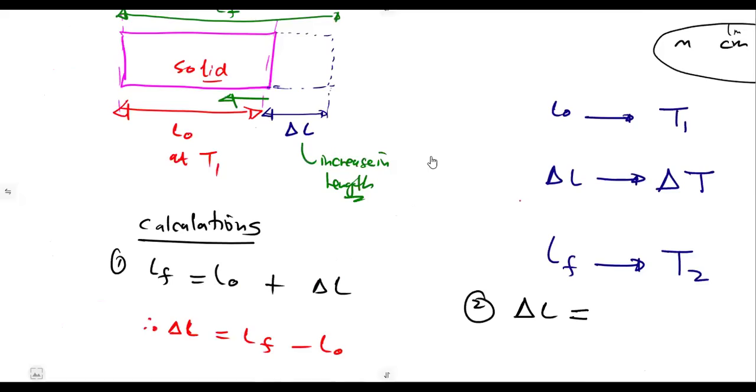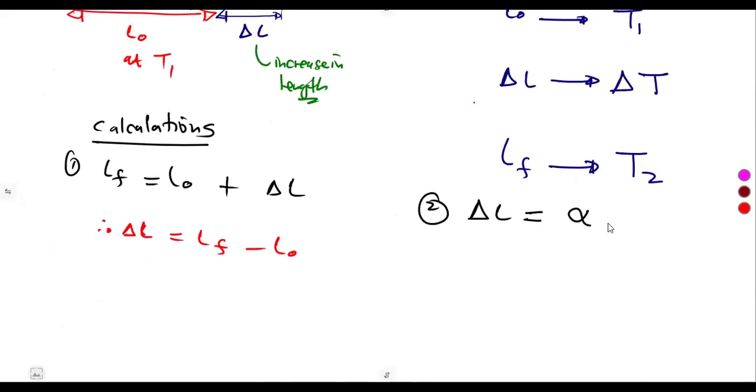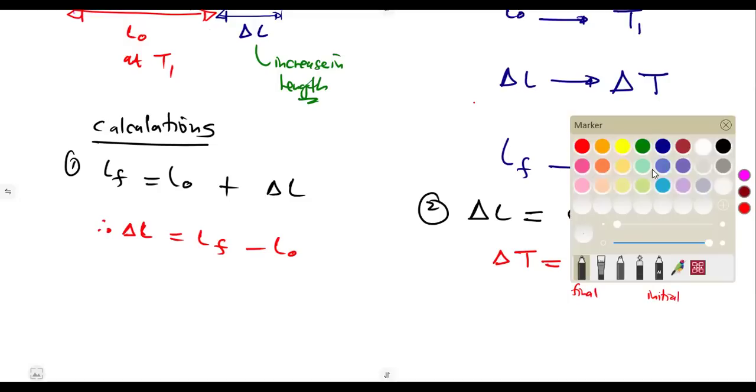So the formula states that the change in length is alpha times the original length, because this one is affected by the change in temperature. We must multiply by the change in temperature. The change in temperature is simply the difference between T2 and T1, final minus initial, final minus original. So that is the idea, we are done.